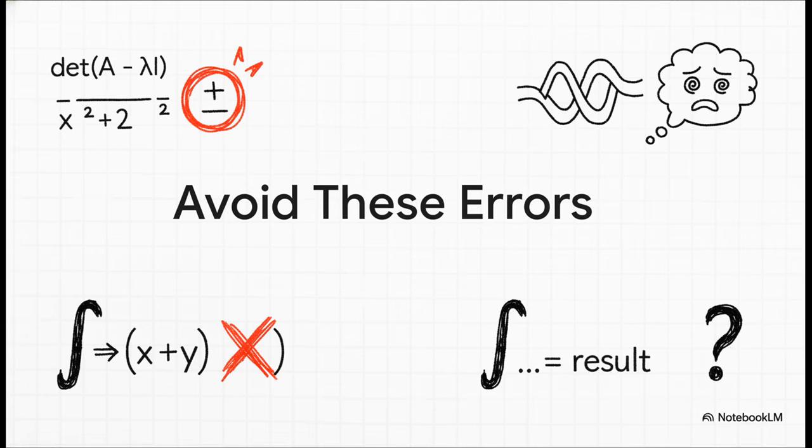Second, with those complex solutions, it is so easy to mix up the signs or forget which term goes with sine versus cosine. Just be methodical. Third, the integrating factor. You do all that hard work to find it, and then you forget to multiply every single term in the equation by it. Don't let that be you. And finally, the all-time classic, forgetting the plus C. It is the easiest point to lose, so always, always include your constant of integration.